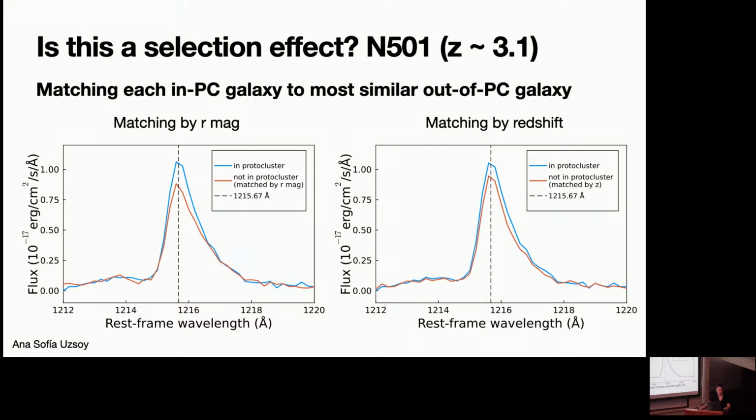And on the right, we're doing the same thing, but matching by redshift. Even though it's a really, really narrow redshift range, we wanted to make sure that there's no trend with redshift. But in both cases, we see that the effect is still there. The galaxies in protoclusters have a more significant Lyman alpha line flux than the ones outside of protoclusters.